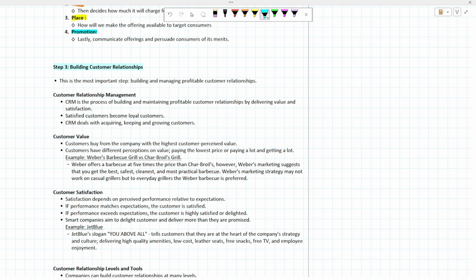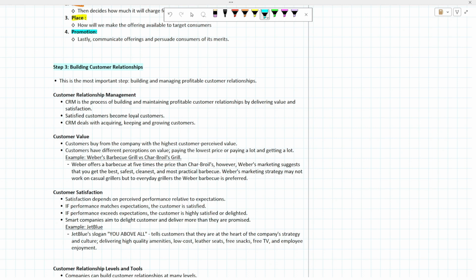Customer value. Customers buy from the company with the highest customer perceived value. Customers have different perceptions of value, paying the lowest price or paying a lot and getting a lot. An example of this is Weber's barbecue grill versus Char-Broil's grill. Weber offers a barbecue at 5 times the price of Char-Broil's. However, Weber's marketing suggests that you get the best, the safest, the cleanest, and the most practical barbecue. Weber's marketing strategy may not work on casual grillers, but to everyday grillers, the Weber barbecue is preferred.